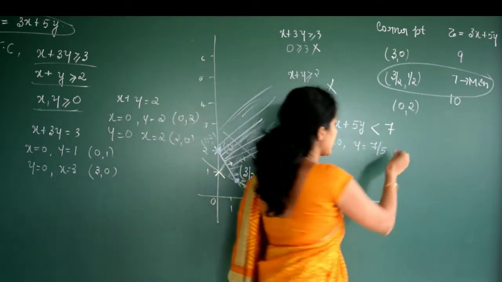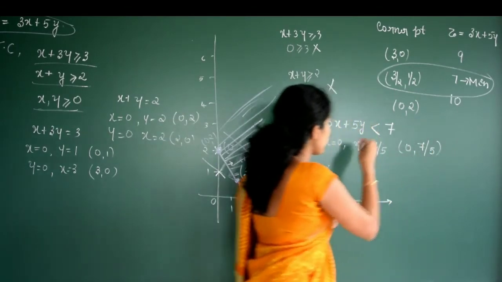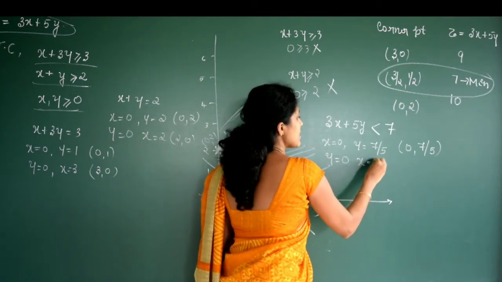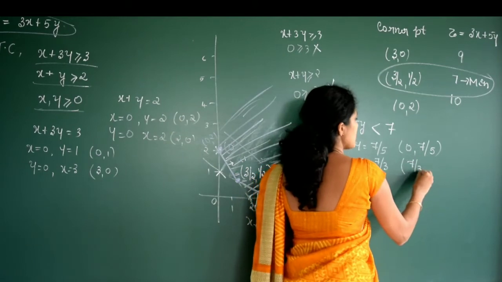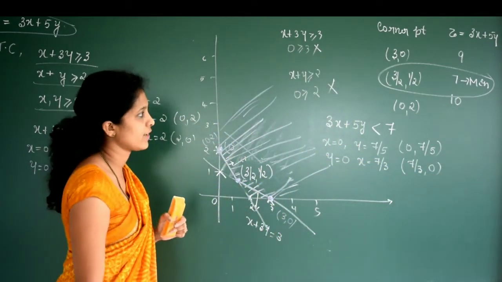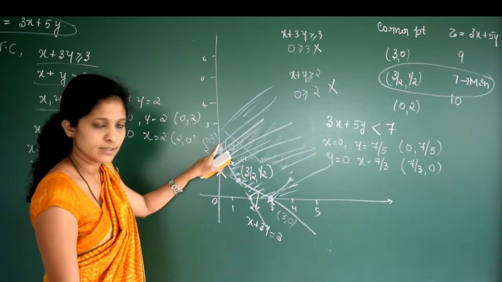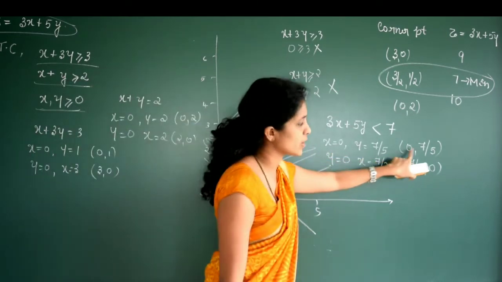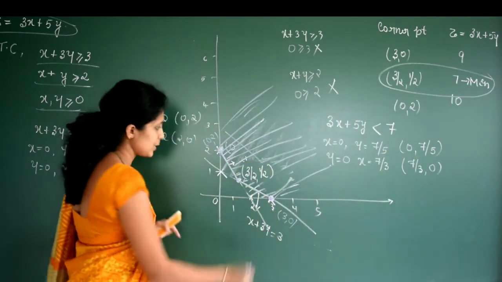Right? So the point: x is 0, y will be 7 by 5. And if I substitute the value of y is equal to 0, x will be 7 by 3. So the point is 7 by 3 and 0. Is it clear? x is 0 and y is 7 by 5. 7 by 5 means it is 2 point something. And again, x is 0, 7 by 5 and y is 0, 7 by 3. So it will be 2 point something.